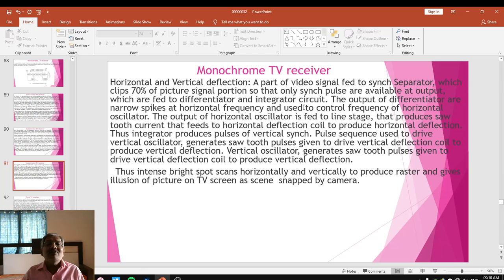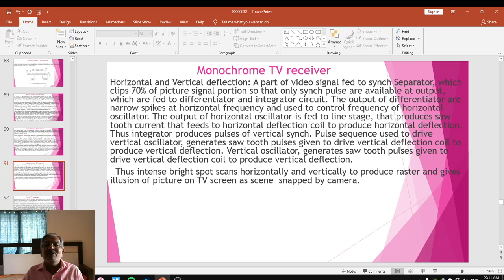which clips the 70% of the picture signal portion so that only sync pulses are available at the output, which are fed to the differentiator and integrator circuits. In the block diagram, it is represented by the horizontal and vertical scanning circuitries. The output of the differentiator is narrow spikes at horizontal frequency and used to control the frequency of the horizontal oscillator. The output of the horizontal oscillator is fed to the line stage that produces the sawtooth current that feeds the horizontal deflection coil to produce the horizontal deflection.